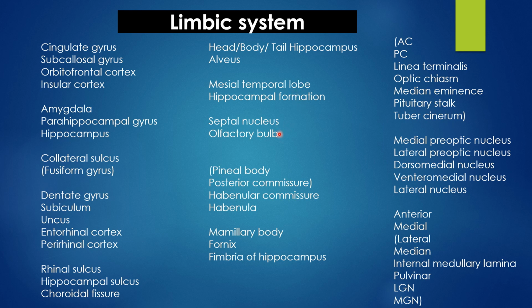Then we identified the pineal body and the germinating seed kind of appearance, which had the posterior commissure, habenular commissure, and habenula laterally. Mammillary body, fornix, and fimbria of the hippocampus, which was basically looking like a girl's headband. Then there was a W-shaped structure, which was the anterior commissure and lamina terminalis, optic chiasma, median eminence, pituitary tract, and tuber cinereum. Then we went to the next level, in which we saw the medial preoptic nucleus, lateral preoptic nucleus, dorsomedial nucleus, ventromedial nucleus, lateral nucleus. Then there was the thalamus, in which at least we were able to see the internal medullary lamina, which divided it into the anterior, medial, and lateral nuclei.